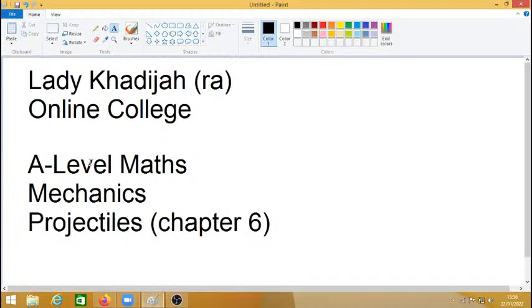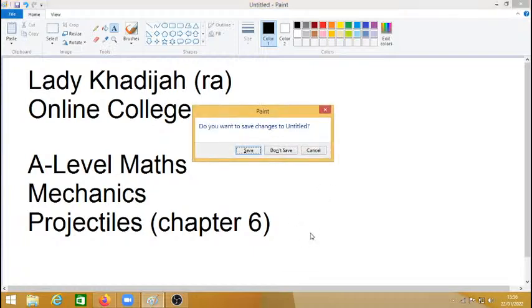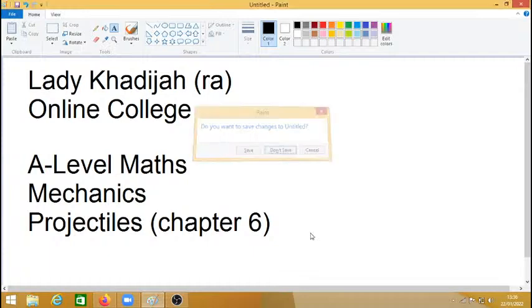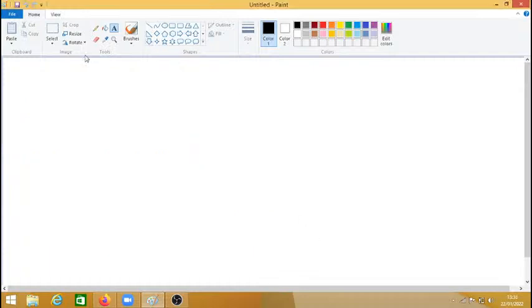Today we are doing A-level maths, a section in the mechanics module, Projectiles, chapter 6. The aim is to do the whole chapter in just one session, from 1:30 p.m. now to about 5 o'clock, inshallah. We'll take breaks in between, but let's see how we do.